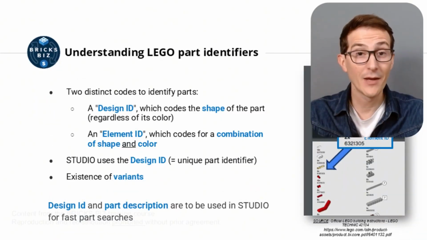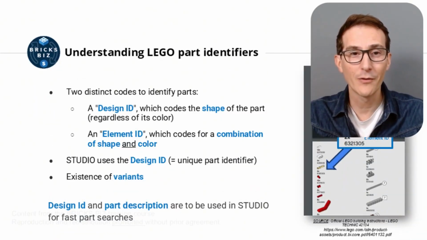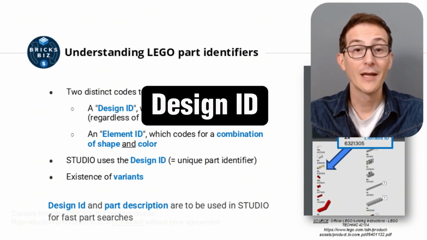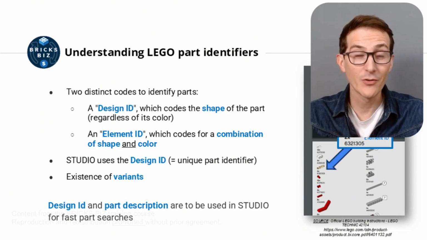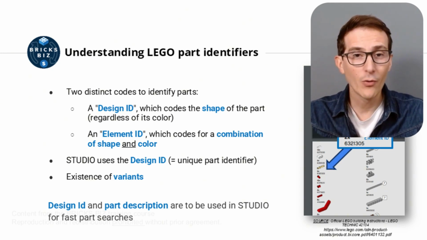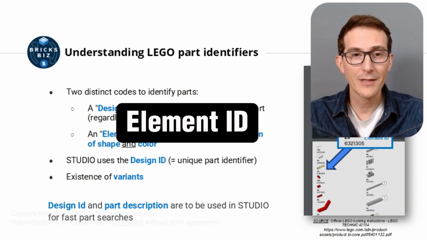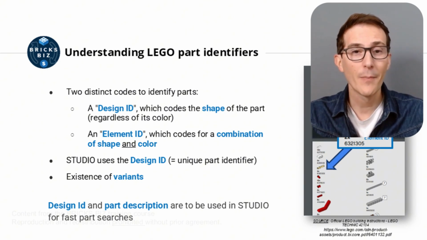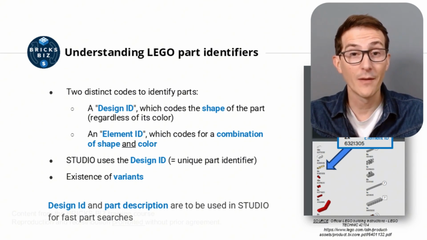Before searching for Lego parts, it is essential to understand how Lego bricks and parts are identified. Officially, Lego uses 2 distinct codes to identify parts. First of all, a code called Design ID. This is a unique code specific to a given part, regardless of its color. It consists of 4 or 5 digits and is the code displayed at the bottom of the Studio interface when a part is selected. The other code used by Lego is called Element ID. This is another unique code, but this time it corresponds to a combination of shape and color. This is a 7-digit code, which you will find printed in the parts list, usually at the end of the official Lego building instructions.